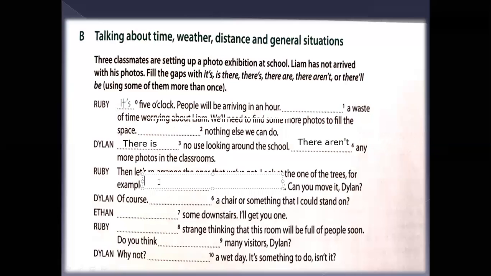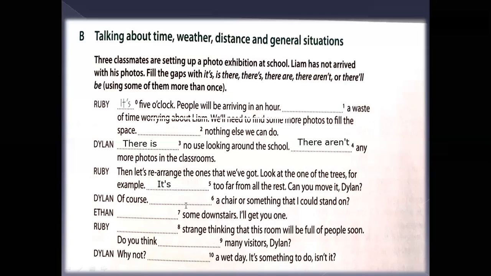For example, there are too far from all the rest. Yes, there are. It can be. Yes. Can you move it, Dylan? There will be too far from all the rest. Yeah, I think so. So let's rearrange the ones that we have got. Look at the one of the trees, for example. It's too far from all the rest. Can you move it, Dylan?